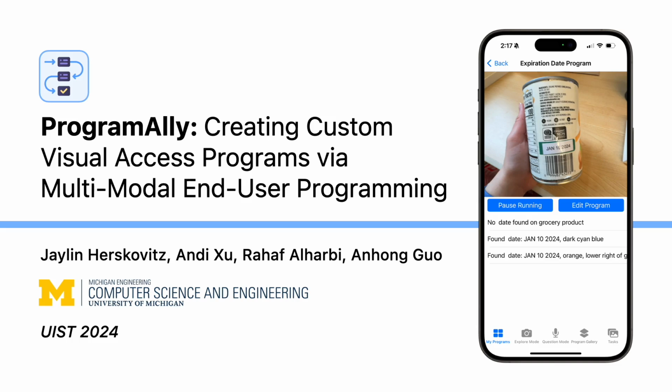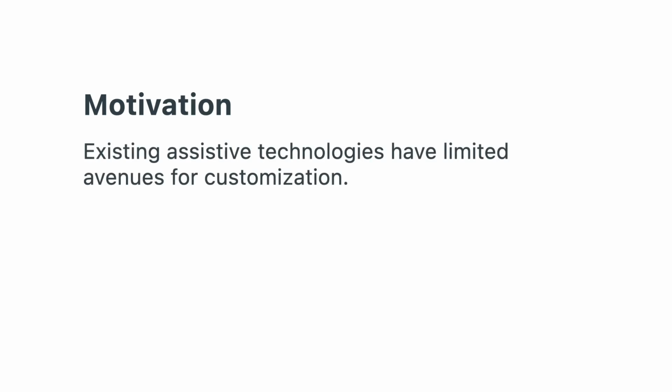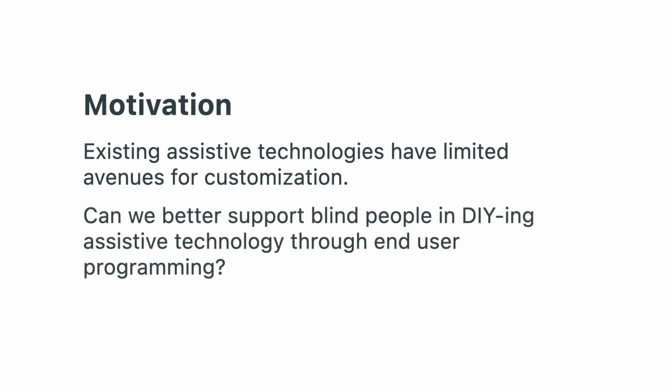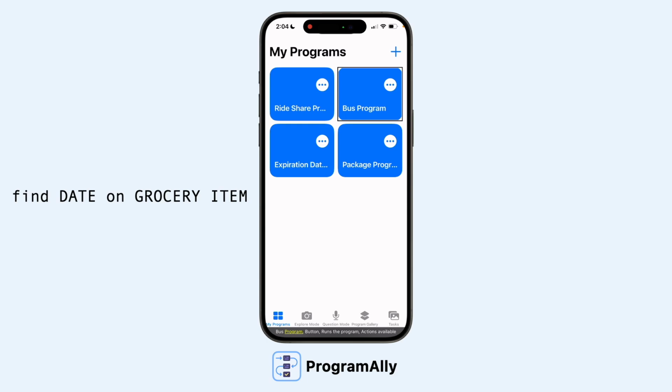We present ProgramAlly, creating custom visual access programs via multimodal end-user programming. Existing visual assistive technologies are built for general and common use cases and have few avenues for blind people to customize their functionalities. In this work, we aim to better support blind people in creating and DIYing assistive technology through end-user programming. For example, a visual filtering program in ProgramAlly might look like find date on grocery item.